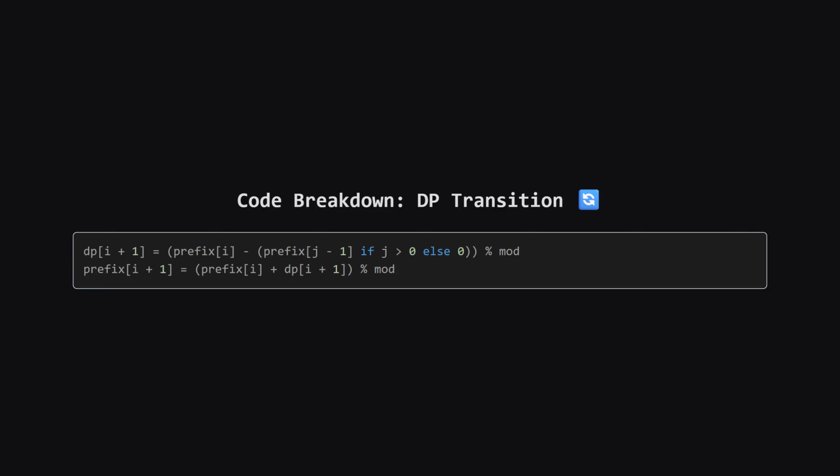Once our window is valid, any starting point from j up to i forms a valid last segment. This means we can transition from any of the states before these valid segments. Instead of summing them up manually, which would be slow, we use our prefix sum array. We take the total prefix sum up to i and subtract the prefix sum before j. This gives us the sum of ways for the range efficiently. Finally, we update the prefix sum for the next iteration.